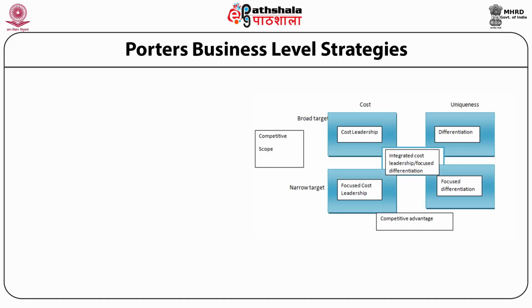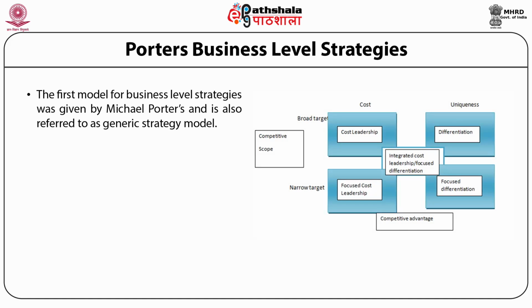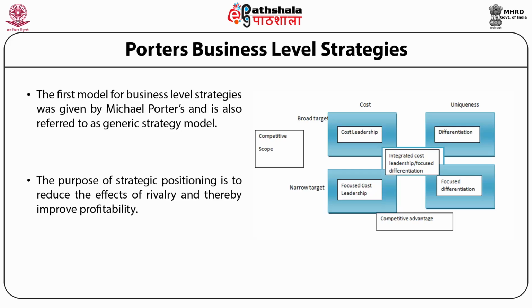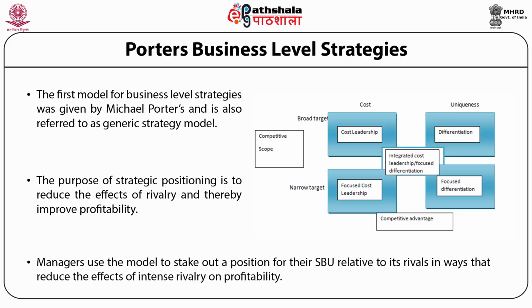Porter's business level strategies. This model of business level strategies was proposed by Michael Porter and is also referred to as generic strategic model. This model states that the purpose of strategic positioning is to reduce the effects of rivalry and thereby improve profitability. Managers across the globe use the model to stake out a position for their SBU relative to its rivals in ways that reduce the effects of intense rivalry on profitability.